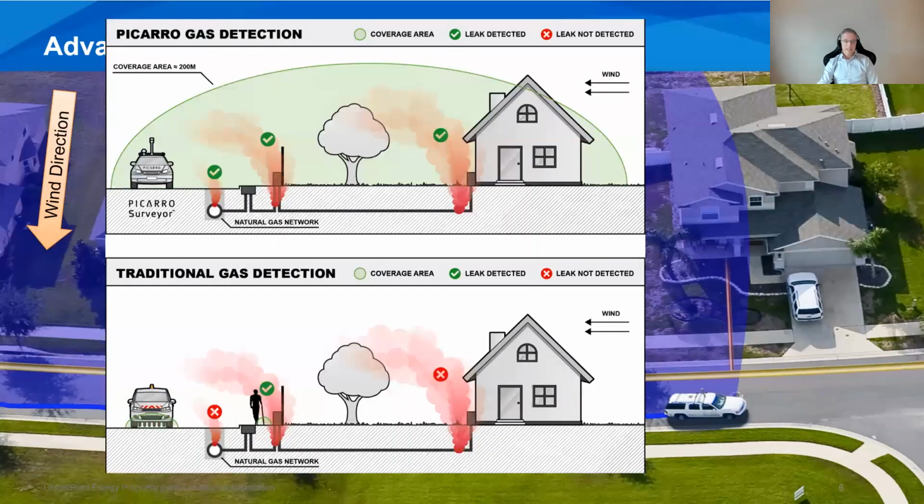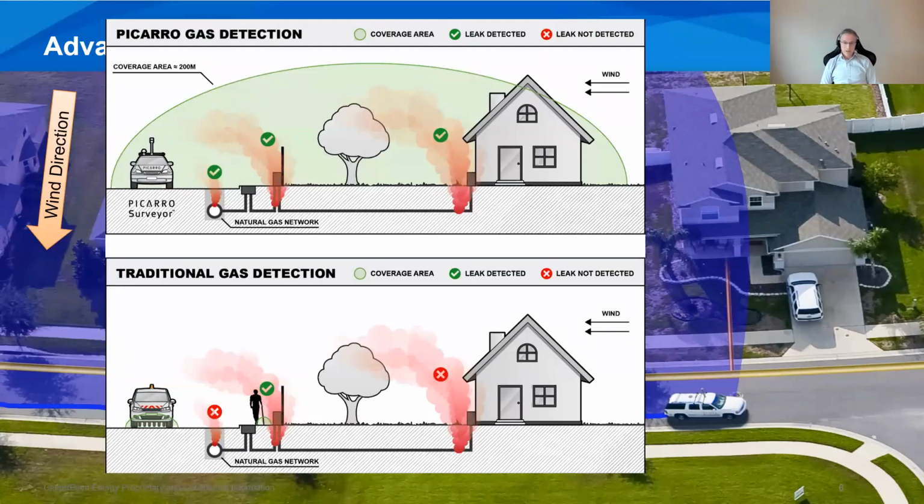The power of this technique is that you can detect leaks, again, coming from hundreds of feet away, so you can cover not only the mains, but you can cover the services all the way to the meter set. And this is in contrast to traditional gas detection, which is done on foot, where if you are not directly on top of the leak, you might miss it.